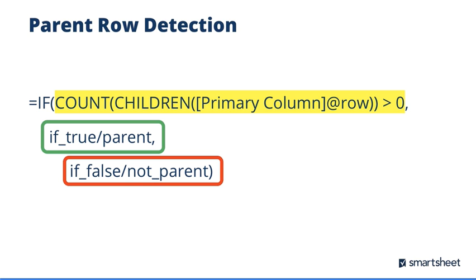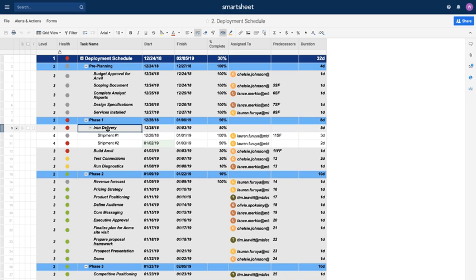Our function would look something like this. Count the children of our primary column. If that number is greater than 0, then it's a parent. If not, it's not a parent. Let's see that in action on the sheet. I'm going to leverage the level formula that we've already written, and if the row happens to be a parent, this is the function or formula that I want to spit out. So let's take a look at this in action in Smartsheet.